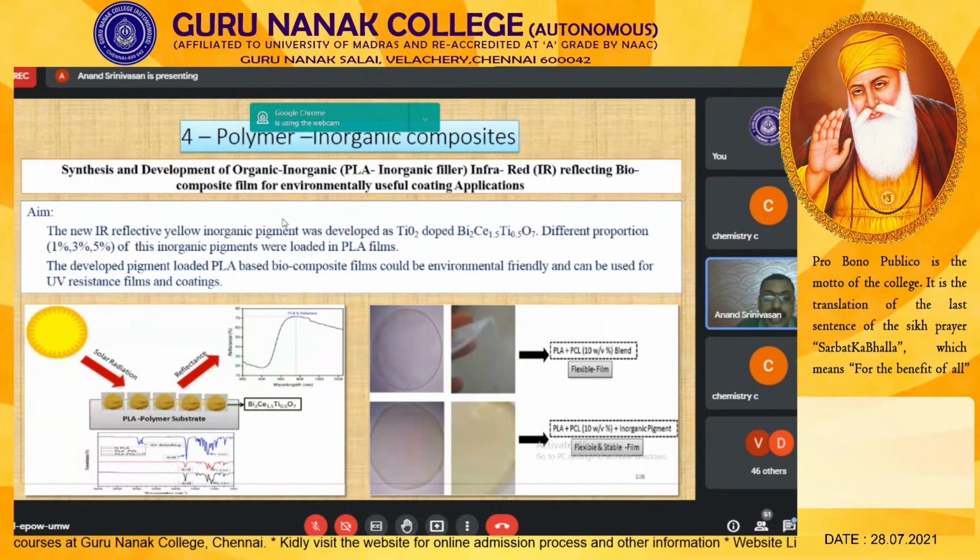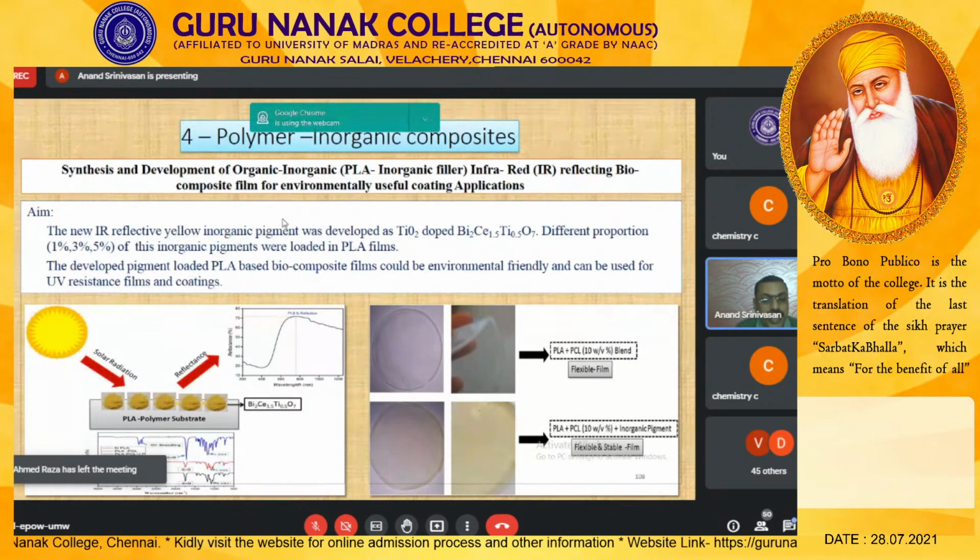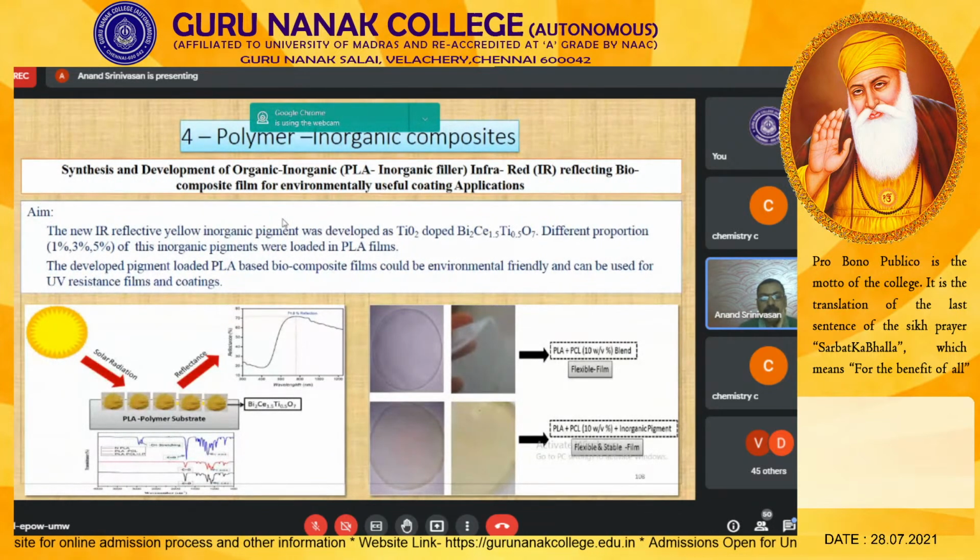This one, the inorganic pigment was supplied by VIT University, Vellore, and they have given this TiO2 doped Bi2Ce1.5Ti0.5O7, which is basically an inorganic compound. It's a green pigment. They call it a green pigment. And we were able to vary the composition of the green pigment from 1% to 5%. When we incorporated this green pigment with PLA, we were able to make films which are IR reflective and UV resistant. So these were the findings that we were able to observe from our study.